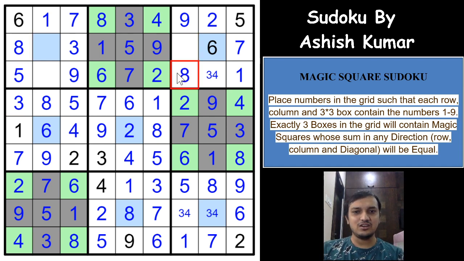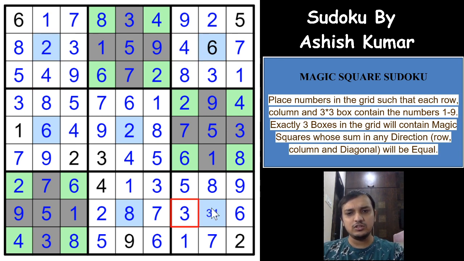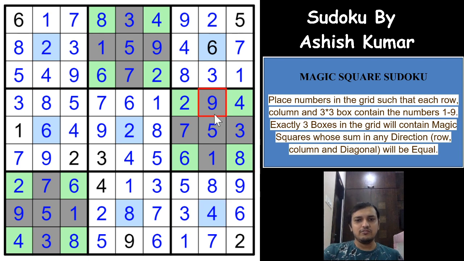According to the classic rules, and we have concluded that an 8 or a 9 has to be here, right? And the only 2 digits remaining are 3 and 4 in these two cells. So 4 has to be here, a 3 has to be here, and 2 and 4 in these two cells, right? So 2 has to be here and a 4 has to be here. And because of the 4, we get a 3 here and a 4 here. So we have solved this magic square Sudoku very easily, right?